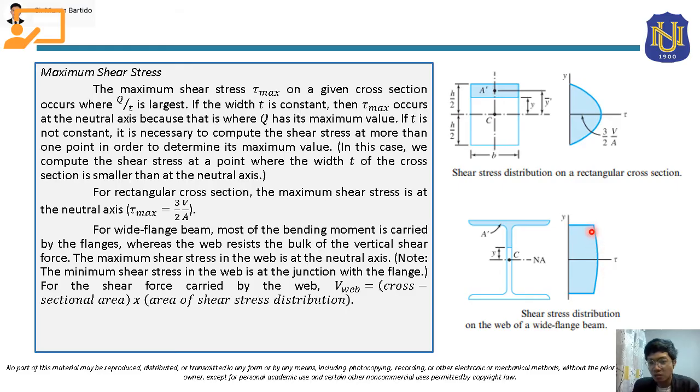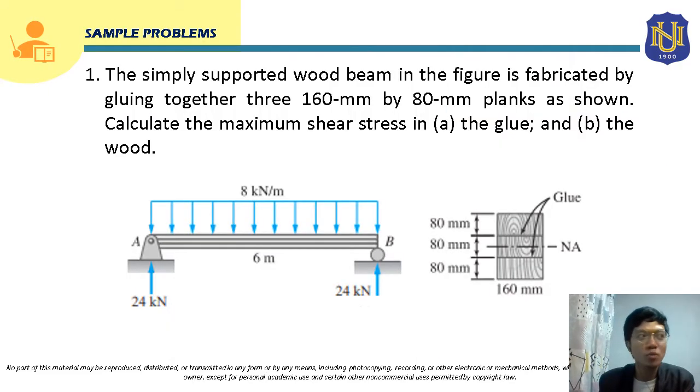However, class, makikita mo dito na sobrang liit lang nung pagbabago nung shear stress dito sa junction hanggang dito sa shear stress sa neutral axis. Medyo gradual yung pag-increase niya. Okay. So, ito rin, class, ay parabolic. Itong curve na to, ito ay parabolic din. Ayan. So, the shear stress distributions, class, are parabolic, ha? Okay, so let's start solving sample problems here.